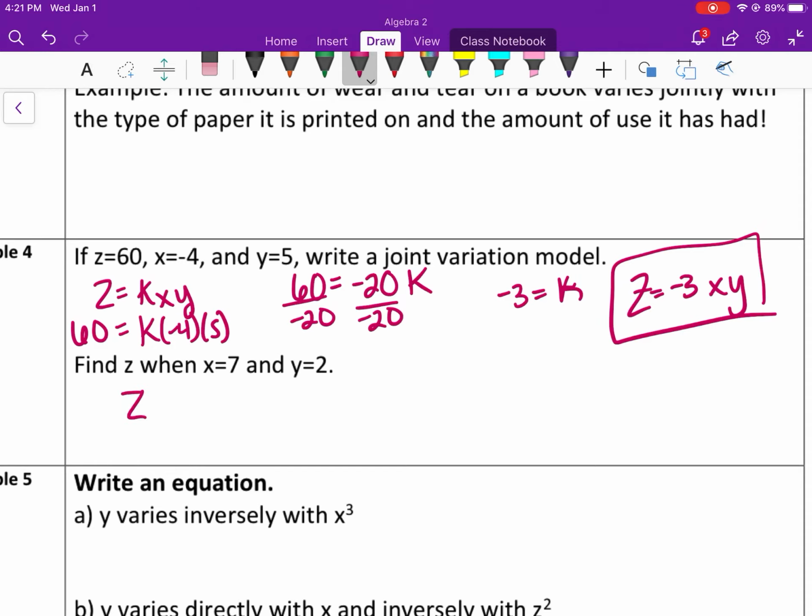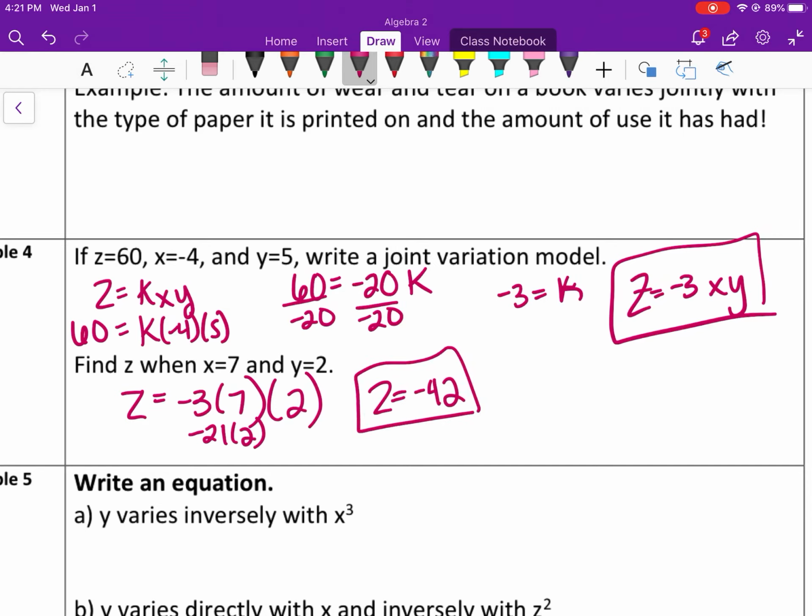So I have find z when x equals 7 and y equals 2. So plugging in 7 and 2. So that's negative 21 times 2 would be negative 42. You can do multiplication in any order there.